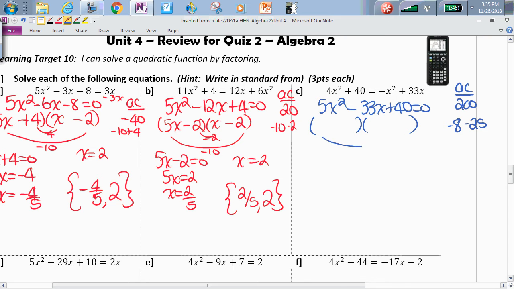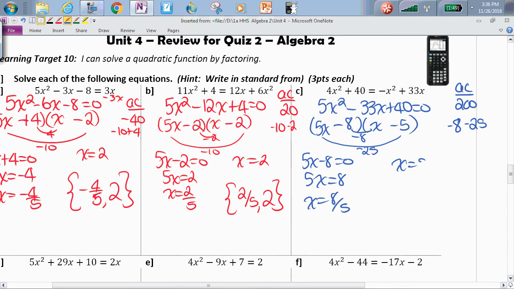Okay, so we're going to make negative 25 and negative 8, so that's 5x squared, and it would be negative 5. I'm going to put an x here because 5x times x makes 5x squared, and negative 8 there, so 5x minus 8 equals 0, 5x equals 8, x equals 8/5, and x equals 5. So 8/5 and 5.